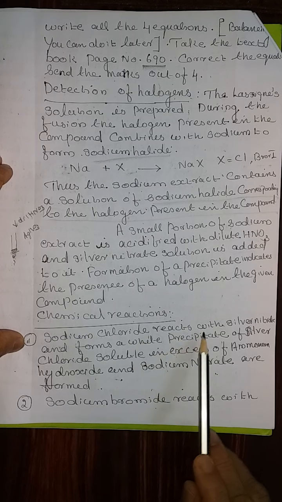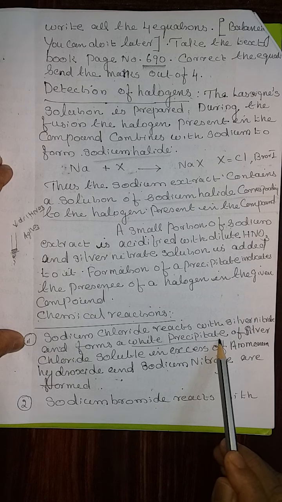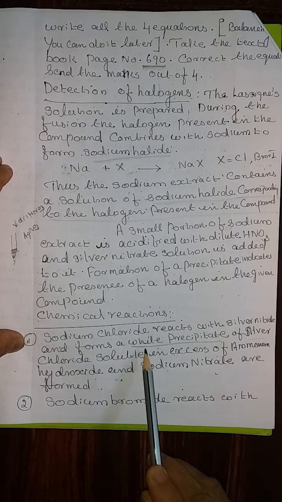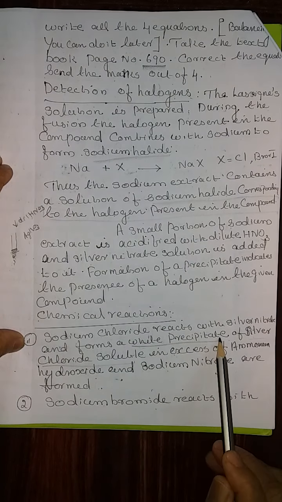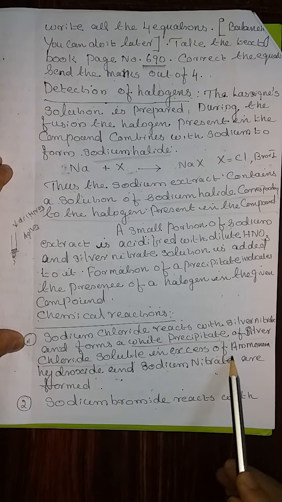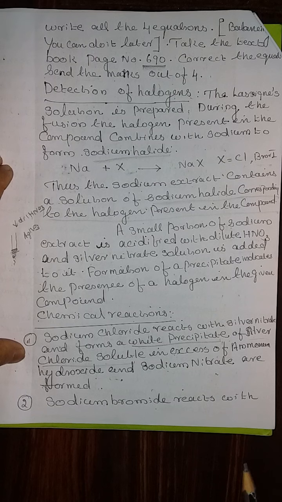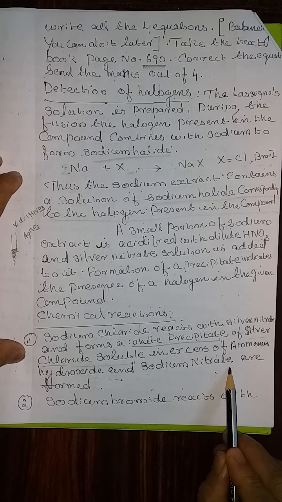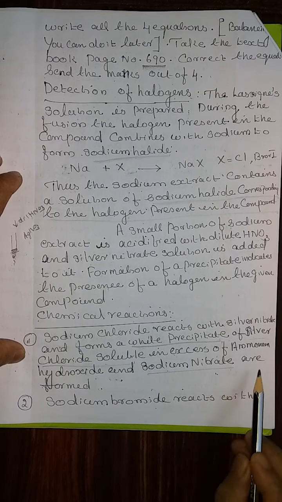sodium chloride reacts with silver nitrate and forms a white precipitate of silver chloride. Below silver chloride, write white precipitate, soluble in excess of ammonium hydroxide. That means below the white precipitate you can also write that the precipitate is soluble in ammonium hydroxide. The other byproduct is sodium nitrate. These are the products obtained.